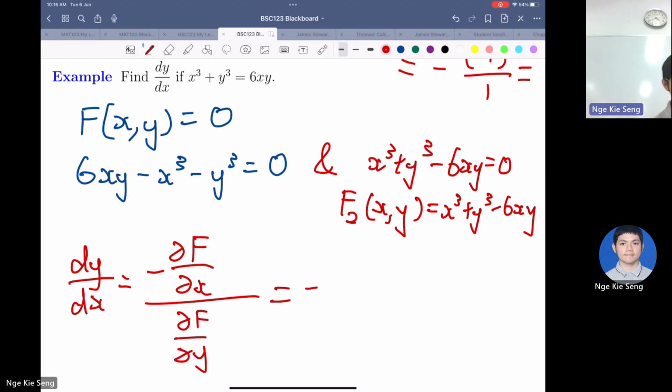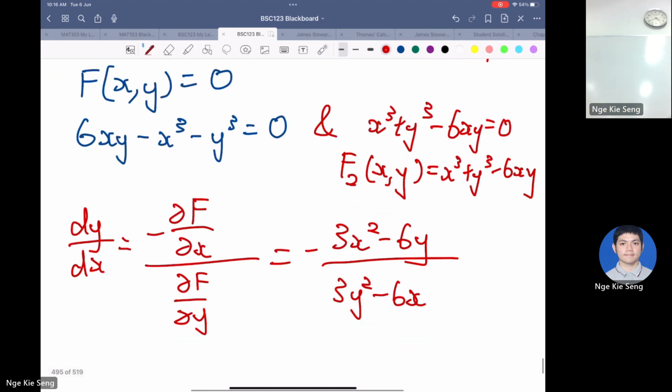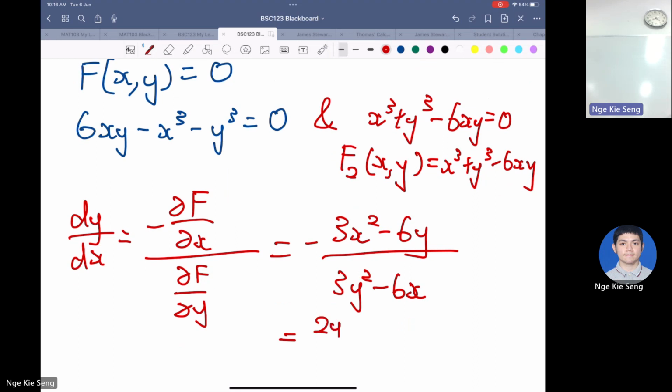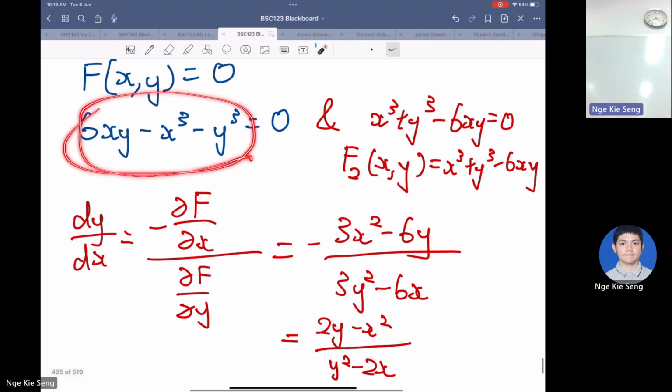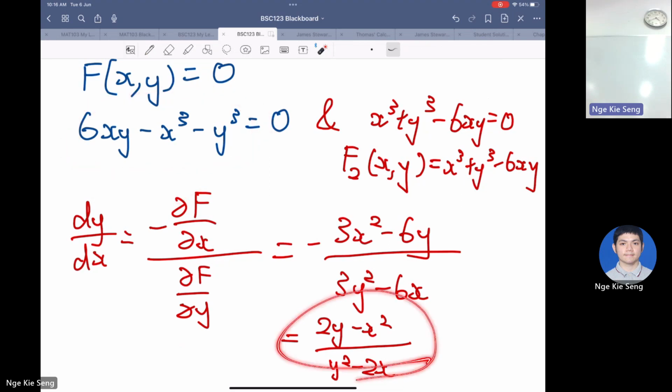Let's do this computation. In the numerator, you get 3x squared minus 6y, over 3y squared minus 6x. All together you get (2y minus x squared) over (y squared minus 2x) with the sign from the negative. If you don't believe it, you can use the first one and compute, and you should get the same answer in the end. So it doesn't depend on how you write your function.